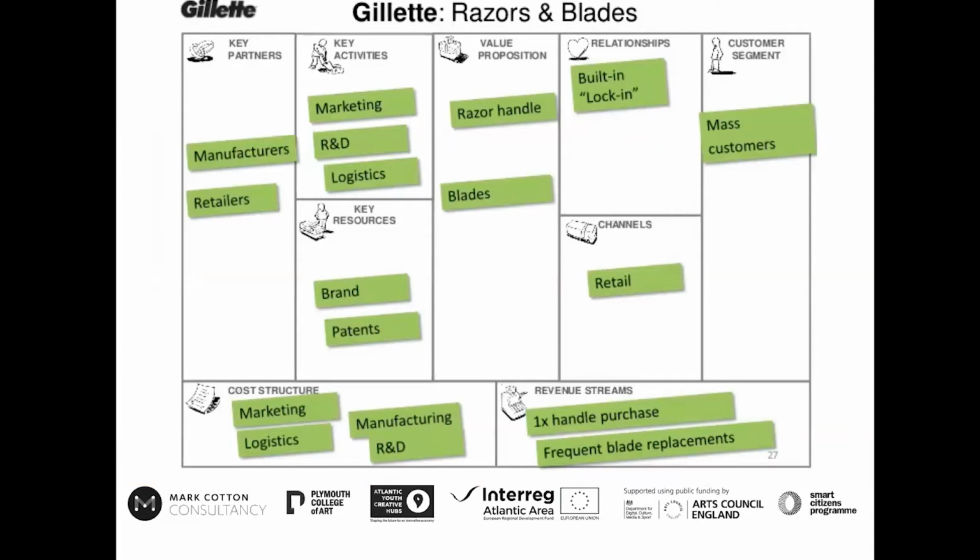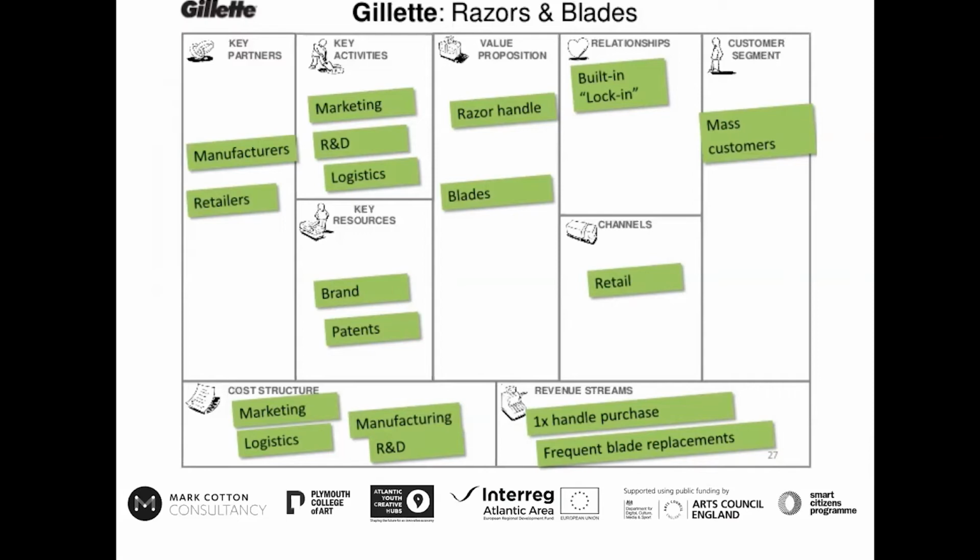This is for Gillette razors and blades. So their value proposition are their razor blades and the handles. They have a lock-in relationship with their customers, because you buy a handle and you replace the blades, and only their blades fit their handles, and they get you to sign up for a subscription service, etc., etc. Their channels are through retail and increasingly online, and their customer segments are essentially mass customers. They are marketing their product to anyone that has a use for razors and blades.